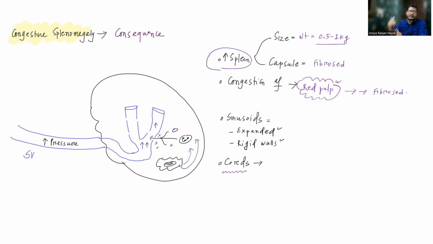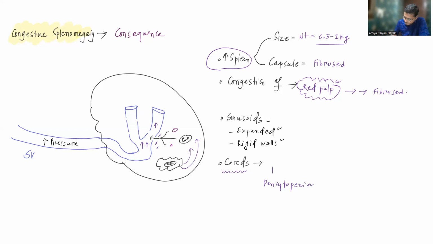So increased sinusoidal pressure will hinder the incoming blood cells. It can be RBCs, WBCs, or platelets. If these blood cells cannot go into the sinusoids, they have to stay in the cords. And if they stay in the cords for a longer time, they will get exposed to the macrophages present in the cords. These macrophages will phagocytose and destroy these cells, so that is going to cause pancytopenia. This is what we see in hypersplenism.